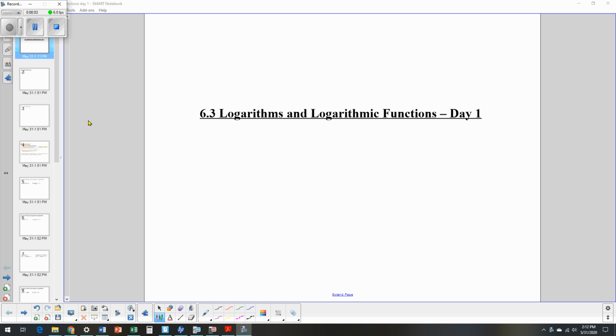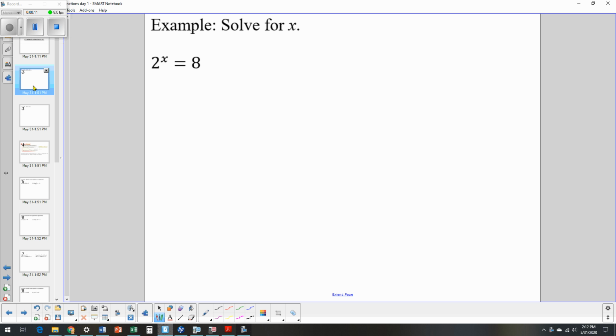Today we're going to start 6.3, logarithms and logarithmic functions. We're going to take 2 days to do this lesson. The first thing we're going to look at is we're going to try to solve this for x. So we're saying 2 to what power equals 8.